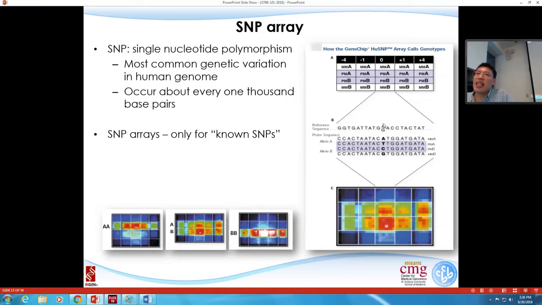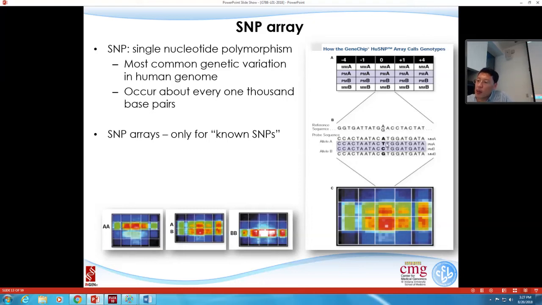If one specific individual is homozygous A, so both alleles in that individual are A, then this particular probe, the second probe, will be perfectly matched because this is a T. So you can see this part is lit up, because it will be perfectly hybridized. If the individual's alleles are GG, then the third probe here is going to be lit up like this, because C will be perfectly matched with G.